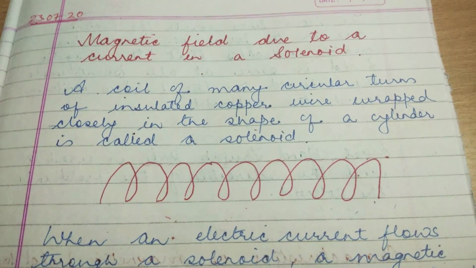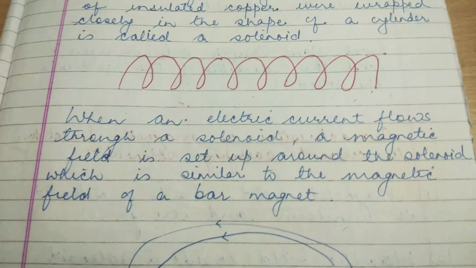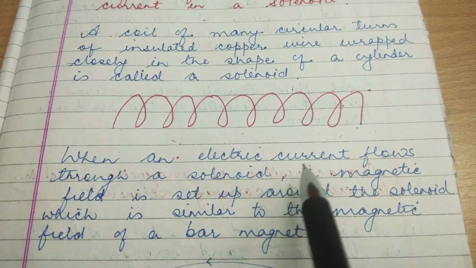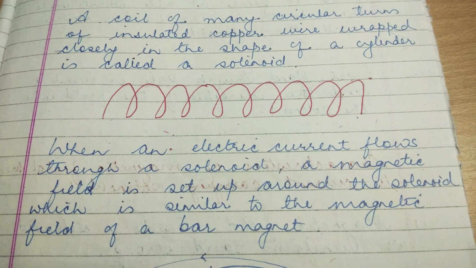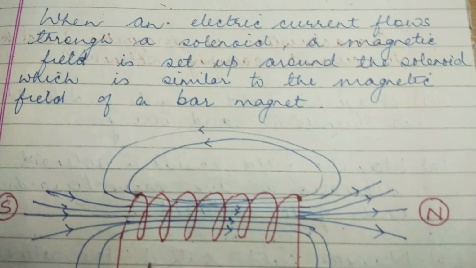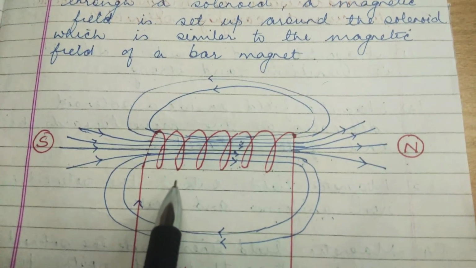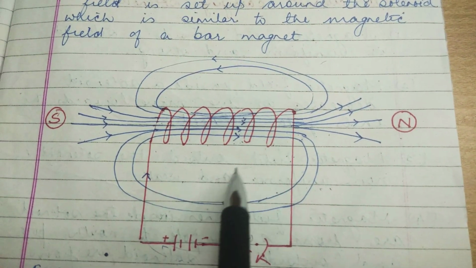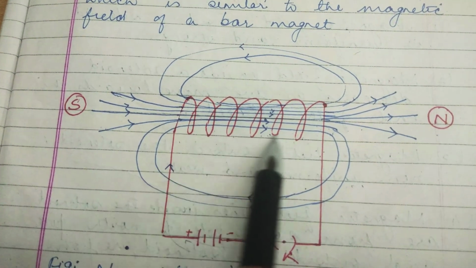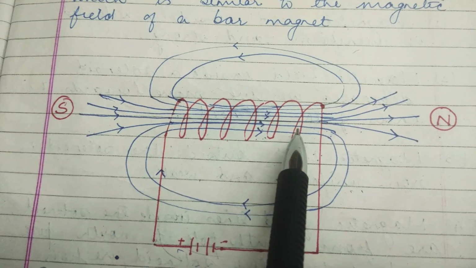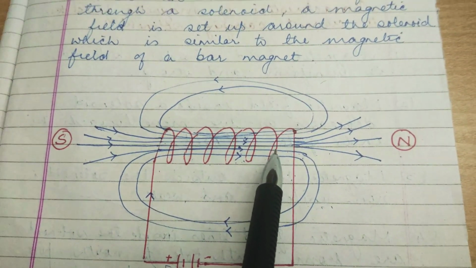Now, when an electric current passes through the ends of the solenoid, a magnetic field is set up around the solenoid, which is similar to that of a magnetic field of a bar magnet, which you can see from this figure.